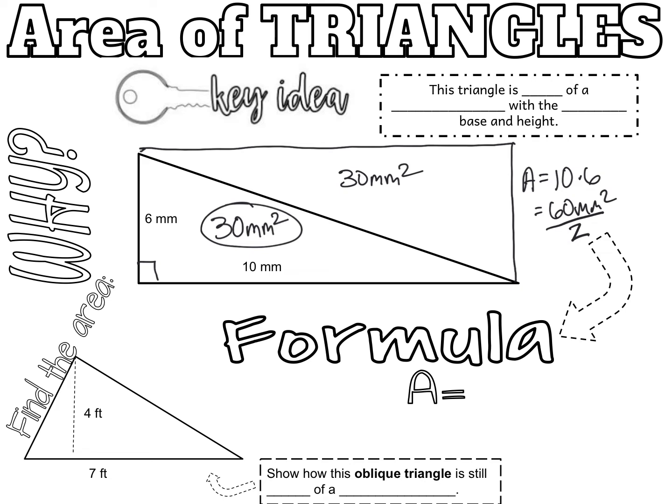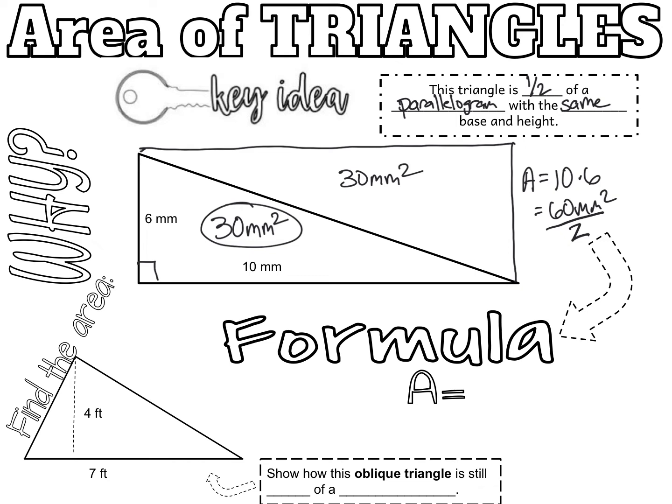Meaning the thing to remember is that a triangle is really half of a parallelogram or a rectangle with the same base and height. And we can use that to develop our formula, the formula to find the area of a triangle.